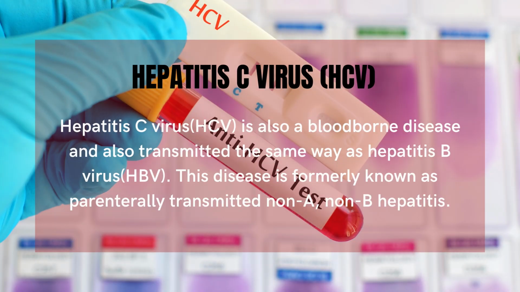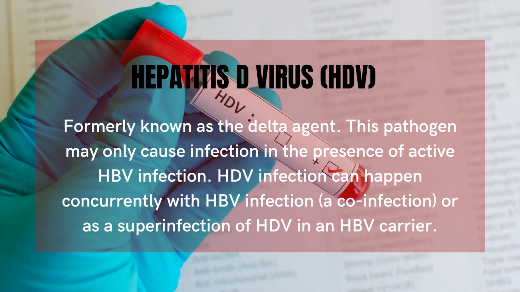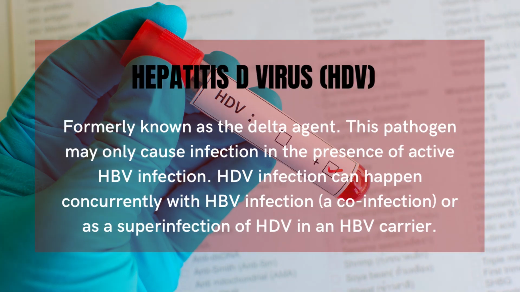Hepatitis C virus or HCV is also a bloodborne disease and is transmitted the same way as hepatitis B virus. This disease is formally known as parenterally transmitted non-A, non-B hepatitis. Another bloodborne hepatitis virus is hepatitis D virus or HDV, formerly known as the Delta agent. This pathogen may only cause infection in the presence of active HBV infection. HDV infection can happen concurrently with HBV infection, a co-infection, or as a superinfection of HDV in an HBV carrier.